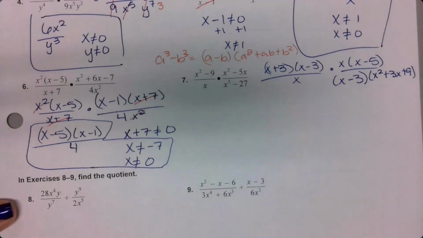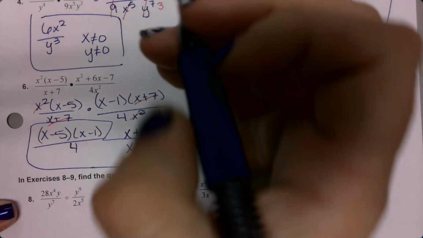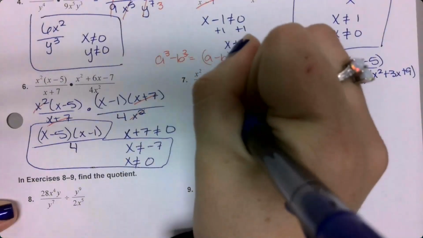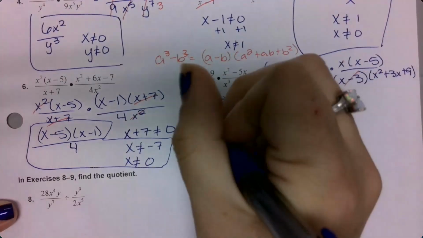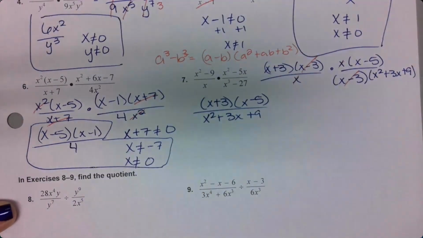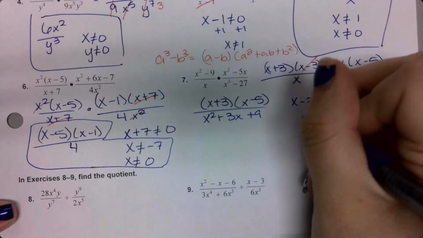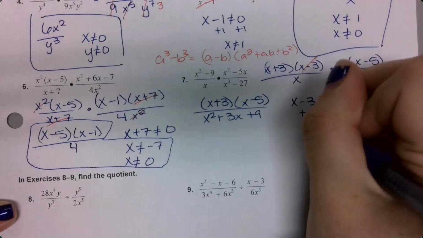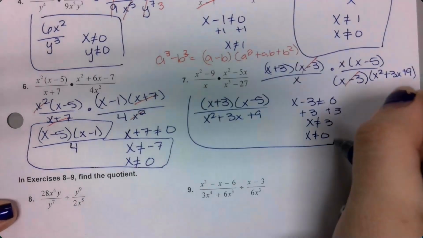I'm going to look for what I can cancel out. I can get rid of an x and an x minus 3. So I have an x plus 3 times x minus 5 on my numerator, and then just x squared plus 3x plus 9. Then I canceled out x minus 3. So x can't equal 3, and then x can't equal 0 because I also got rid of a 0.